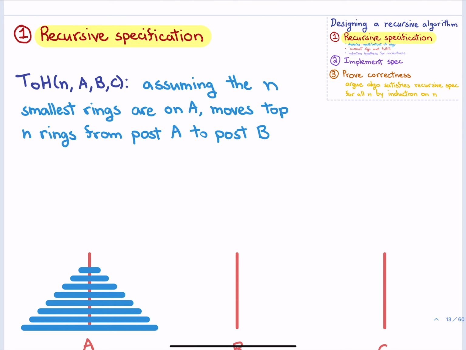All right? So here the sentence is, I mean, TOH obviously stands for Tower of Hanoi, and I've given four parameters n, a, b, c. Assuming that the n smallest rings are stacked up in order on post A, move those n rings from post A to post B. Okay? And that's what we're going to try to prove, and that's the first thing we establish.